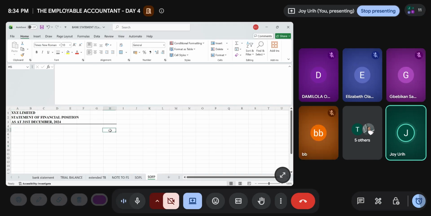So the format is, you also have to bring in your naira sign, show the currency that you are working with. Then we have our non-current assets. So under the non-current assets, what we'll be having here is property, plant and equipment. So you don't bring in all the various non-current assets like I mentioned earlier. It is classified under property, plant and equipment.